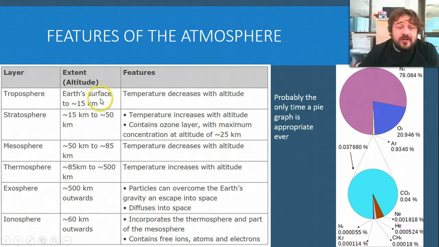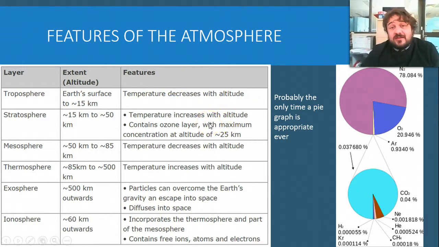The troposphere, which is from Earth's surface up to about 15 kilometers, the temperature decreases as you go up. Then you hit the stratosphere, where the temperature increases as you go up. This is why you see that graph with altitude and temperature, and it does this. It starts over here and it moves like that. That's because the boundary of each layer is where the temperature starts to turn direction. So here the temperature increases.